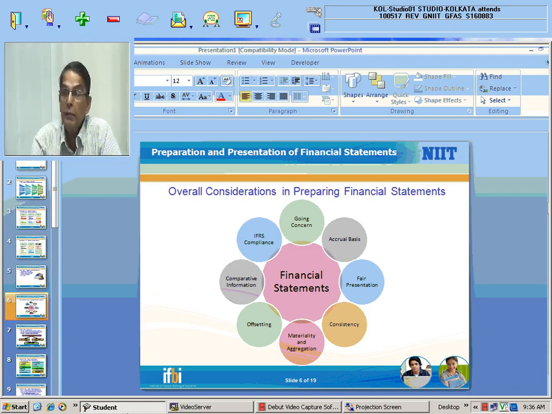So that enables a user to compare the revenue earned in the current reporting period with the revenue earned in the immediately preceding reporting period. So comparative information including narrative disclosures relating to the previous period should be reported alongside the current period disclosure unless otherwise required.